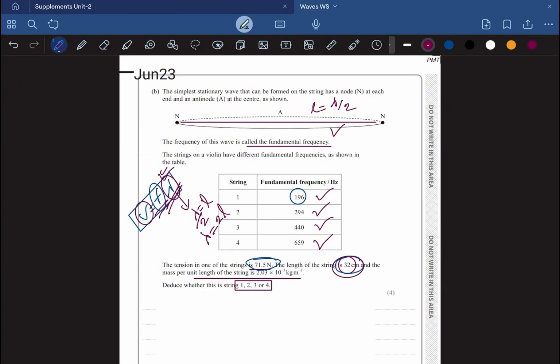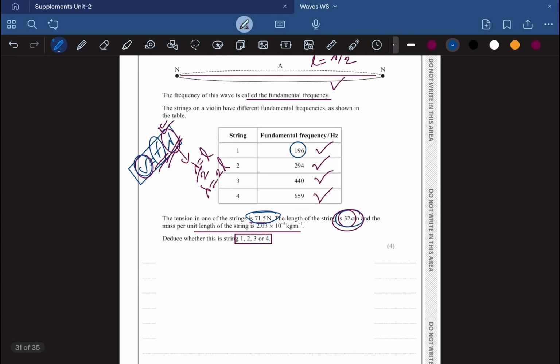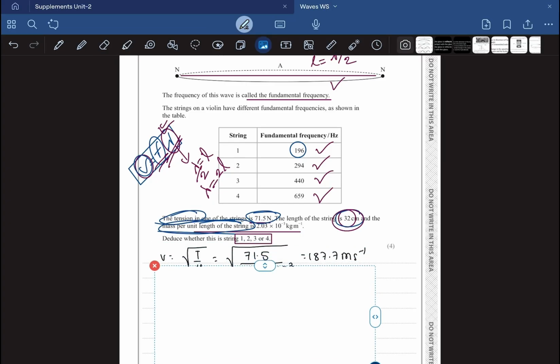Now to figure out the frequency, the only thing we need in our hands is our velocity value, and we know they have given us the mass per unit length of the string, and there is only one formula which relates both the tension and the mass per unit length of the string, and that is V is equal to root over tension over mu.